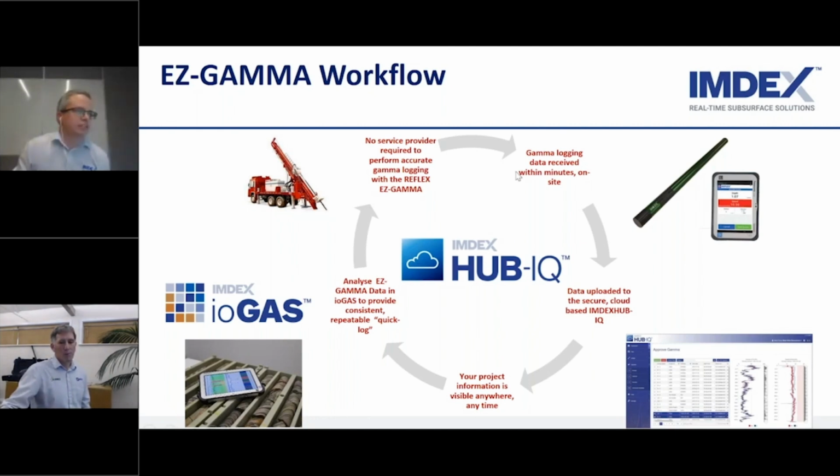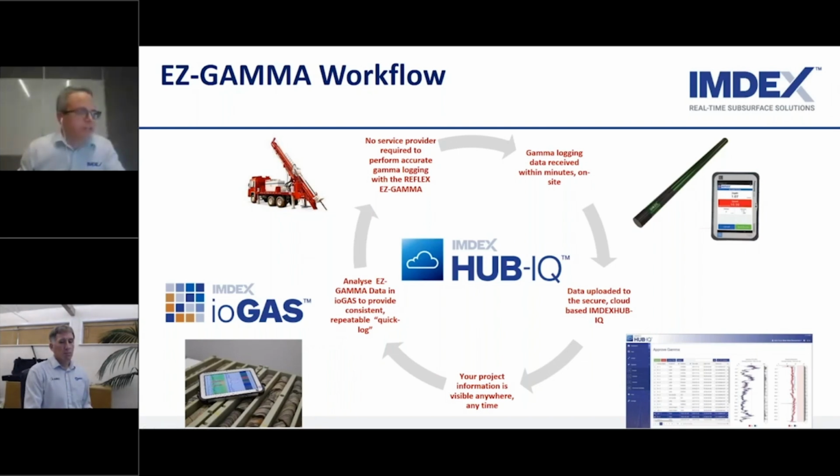The gamma data is received within minutes on site, and then it's transferred using proprietary apps to the secure cloud-based IMDEXHUB-IQ. From IMDEXHUB-IQ, your project information is visible anywhere at any time, almost instantaneously, anywhere where you have a web connection. You can then take that data quickly into tools such as ioGAS directly from Hub to start analyzing the data.